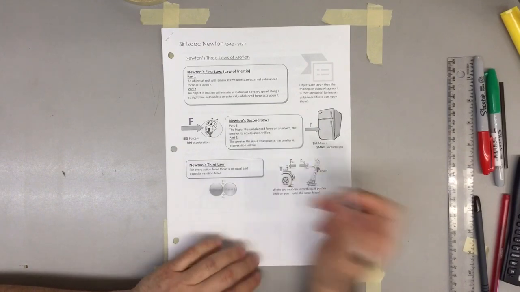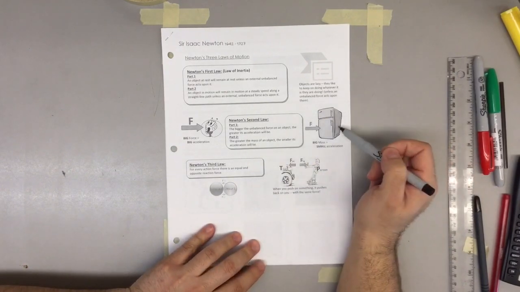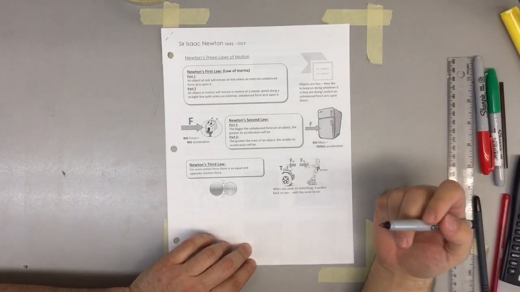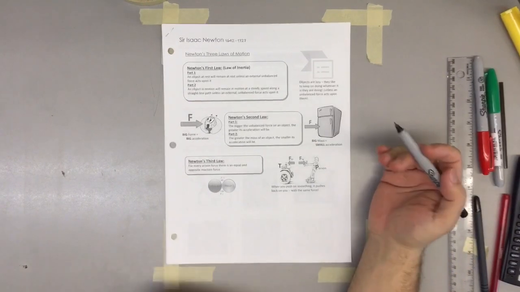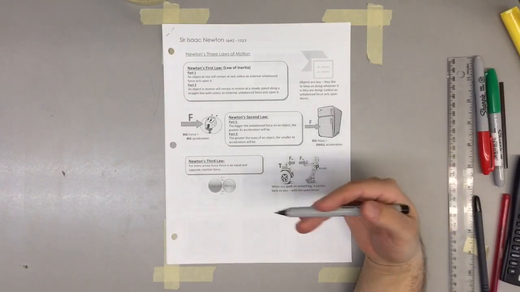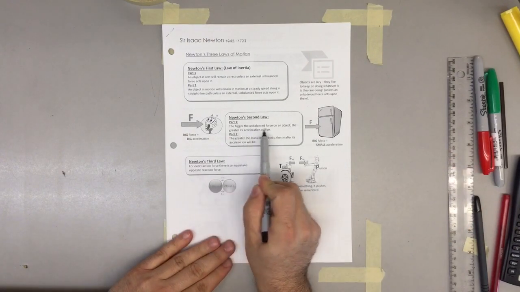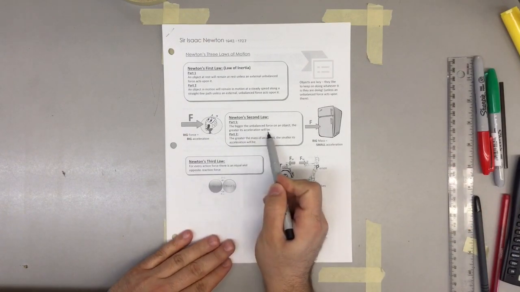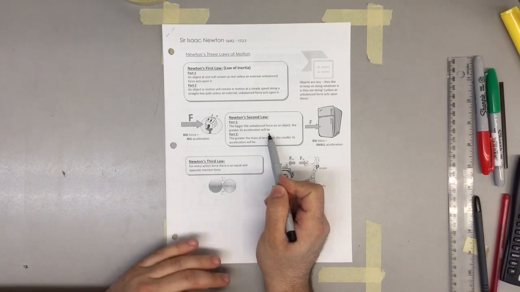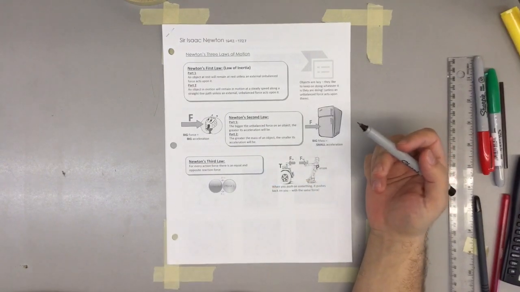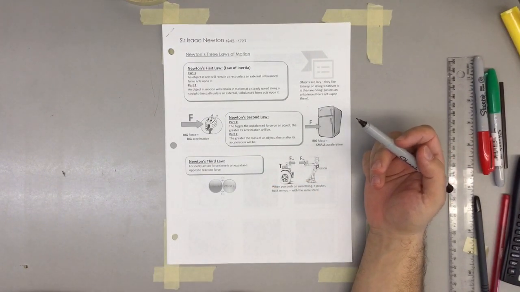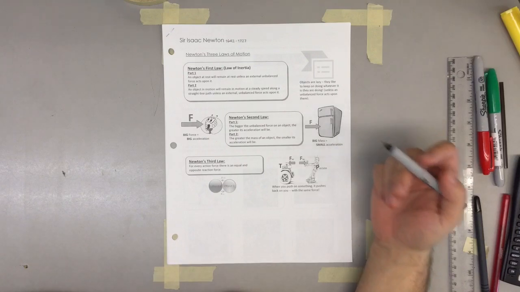Newton's second law. They're talking about unbalanced forces and how much acceleration they get from that force. Basically, the bigger the unbalanced force on an object, the greater its acceleration will be. That means the harder you push on something, the faster it will accelerate.